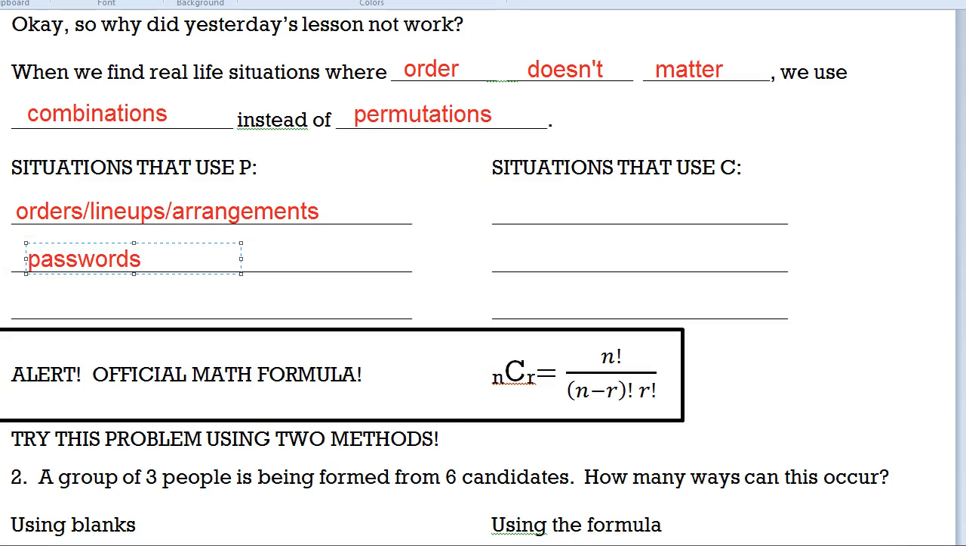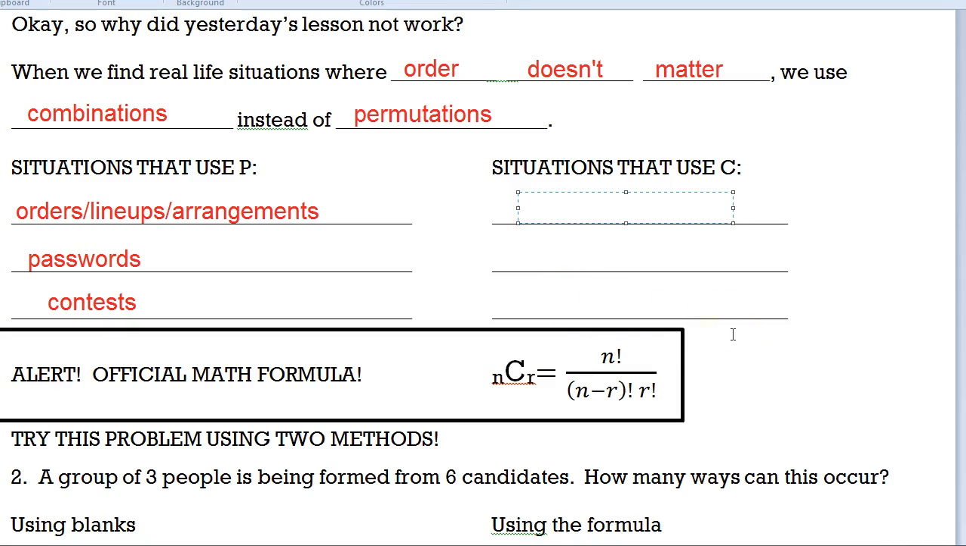Passwords. Does your order matter when you're choosing the letters for a password? Absolutely, so it's important. If you're in a contest, if I'm running a race, is there a difference between first and second? Of course there is. So those are situations where you would use the old method.